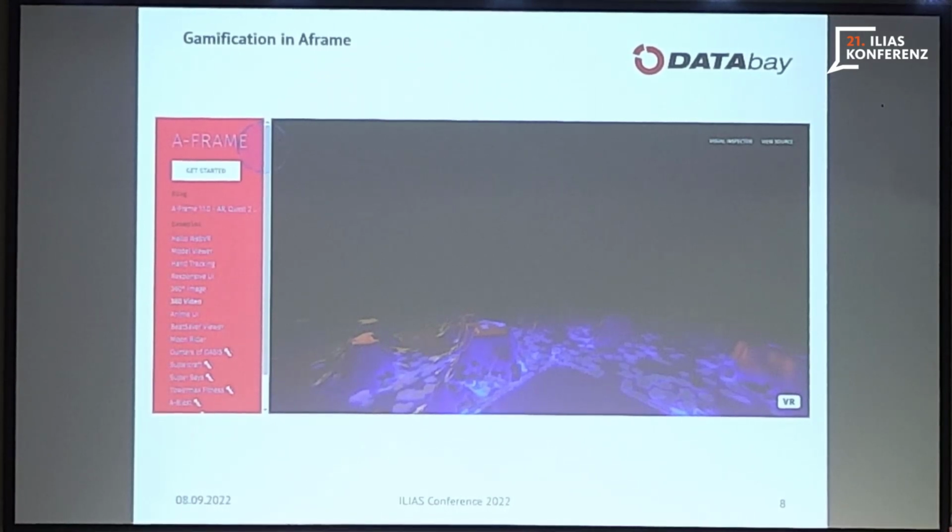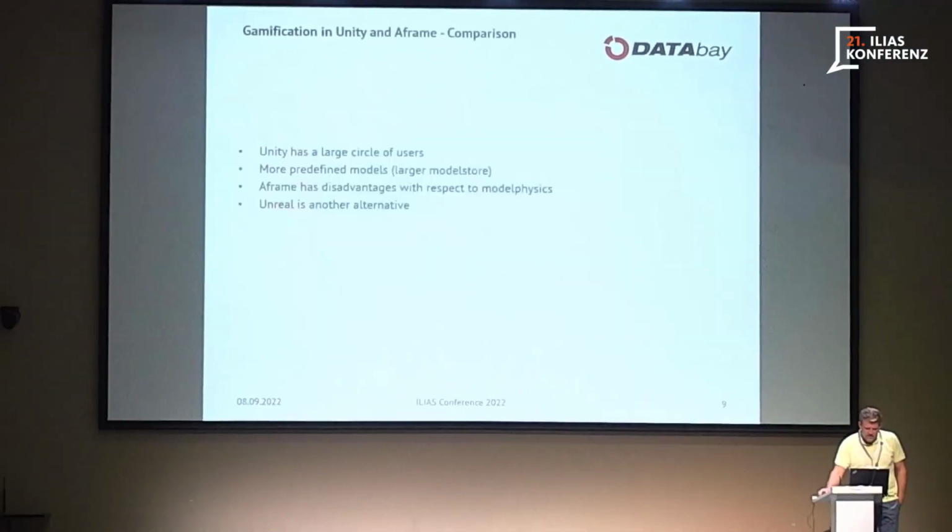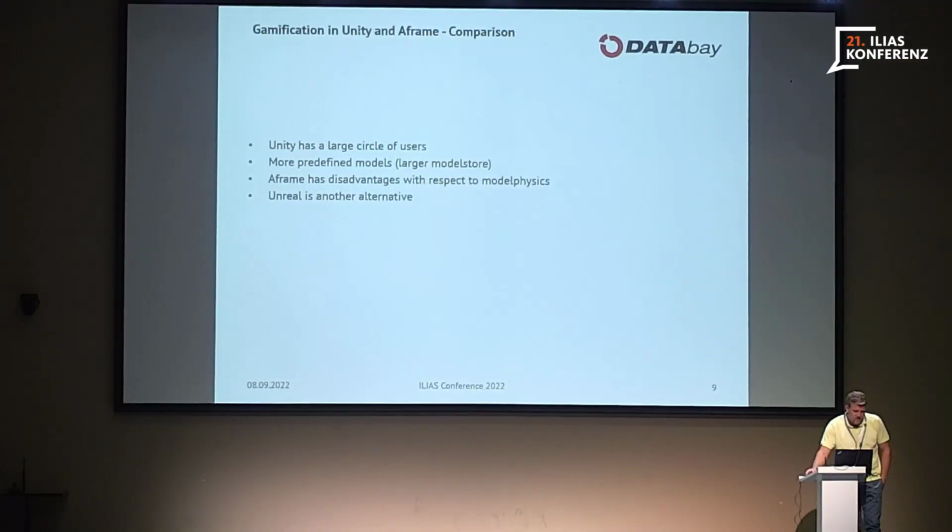And what we found out is that when we compare those two frameworks with each other, Unity seems to be, in a sense, the dominant option. It has a larger circle of users. It has more predefined models. And A-Frame is not able to actually show or build in the model physics. Another alternative is Unreal, but as far as I'm informed, it is not available as a web development program. So you can only use it basically as an encompassed program.